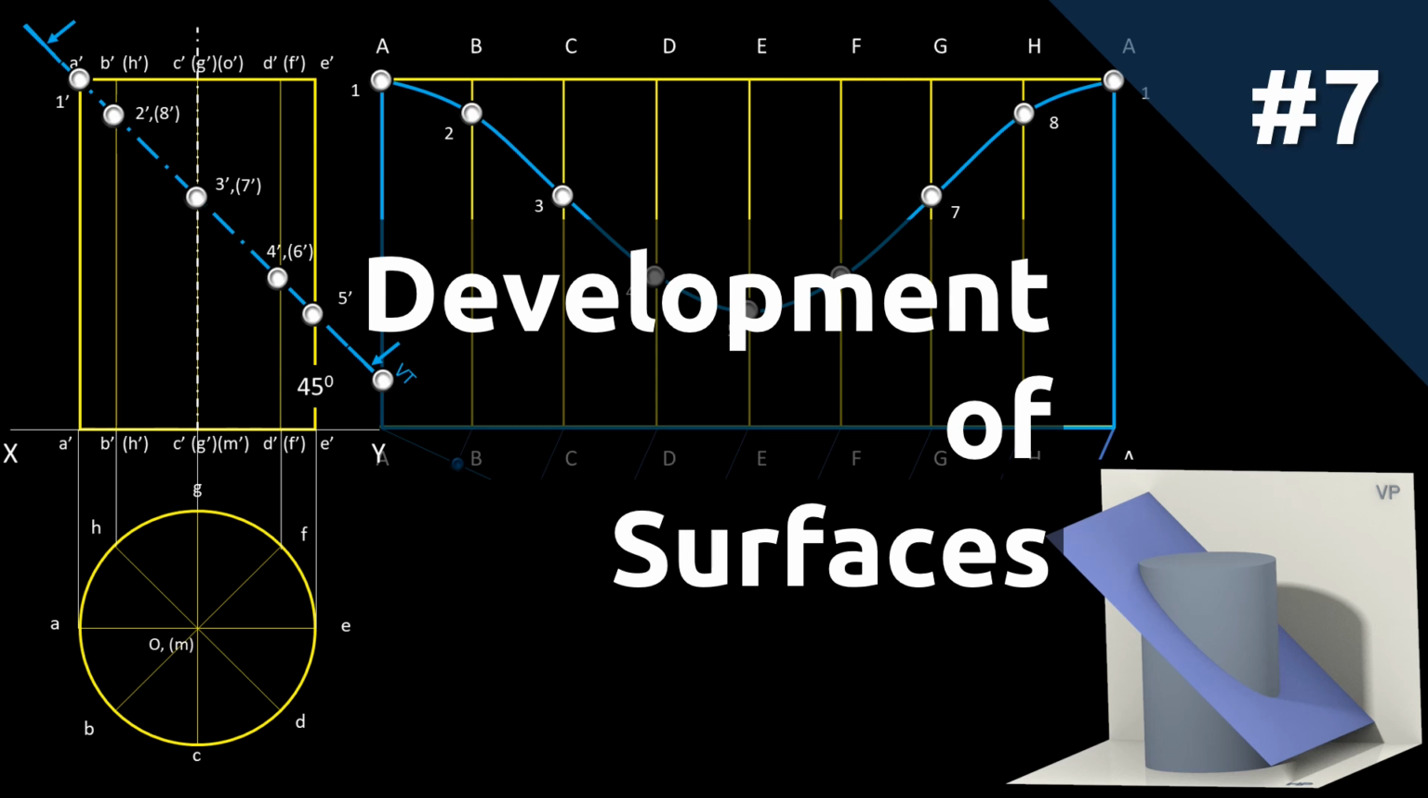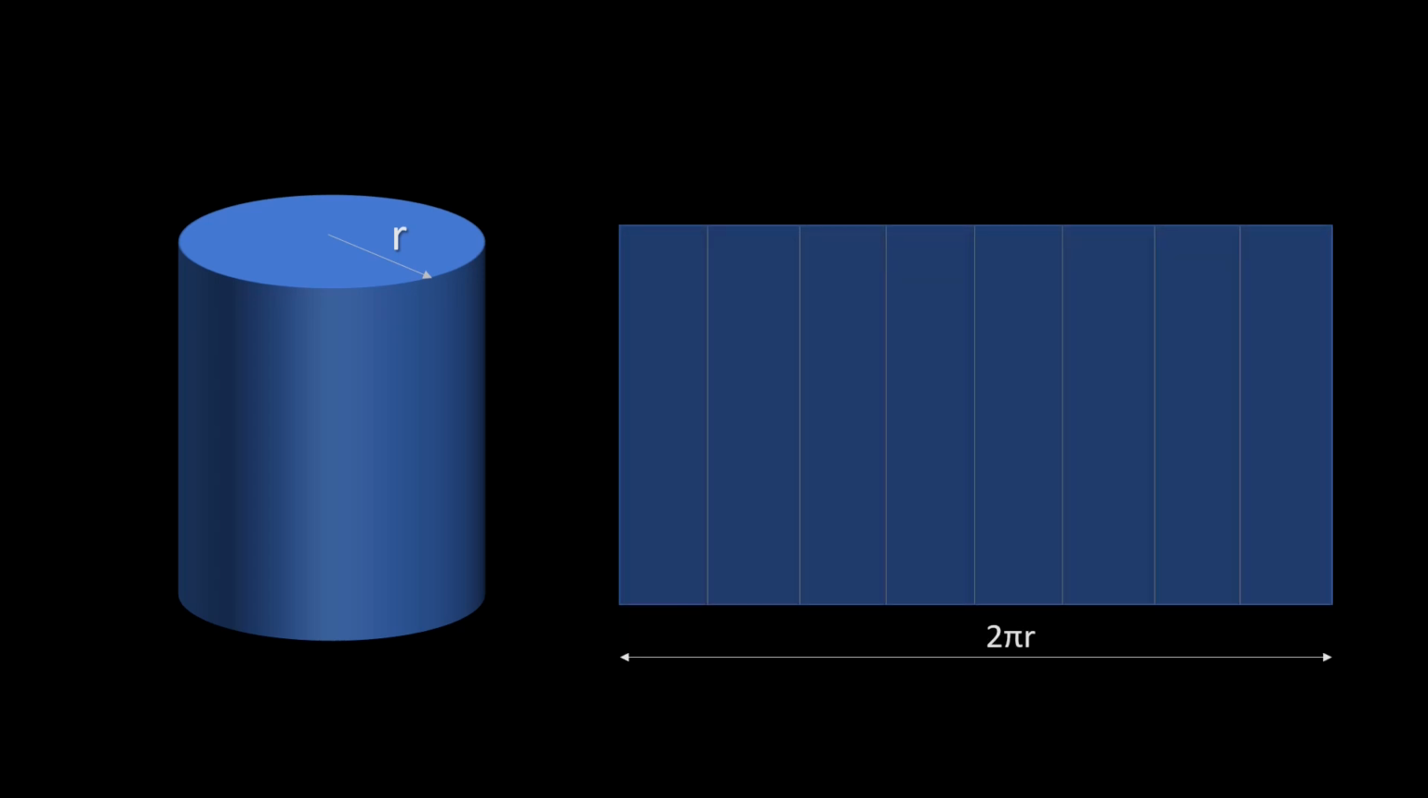Today we're going to look at development of a cylinder. Pattern of the cylinder will be a rectangle with length equal to the perimeter of the base circle. Let's look at the procedure to develop a cylinder with a problem.